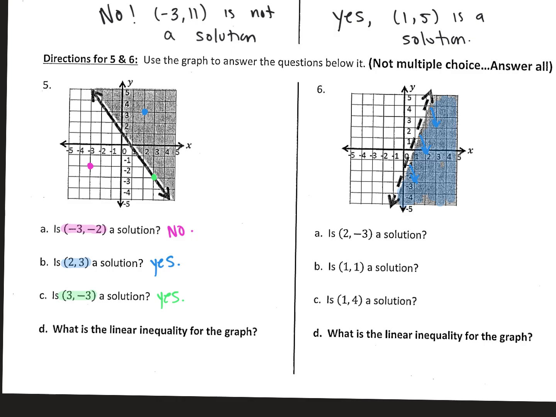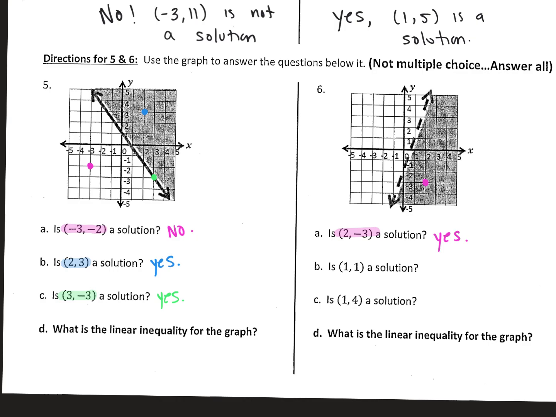Okay, we're gonna do the same thing for number 6. So looking at the graph, we are going to check if those points are in the solution area. Are they part of that shaded graph? So our first point here is 2 comma negative 3. So positive 2, negative 3, that's this guy right here. Yes, that is in the shaded part of my graph, so yes, that is a solution.